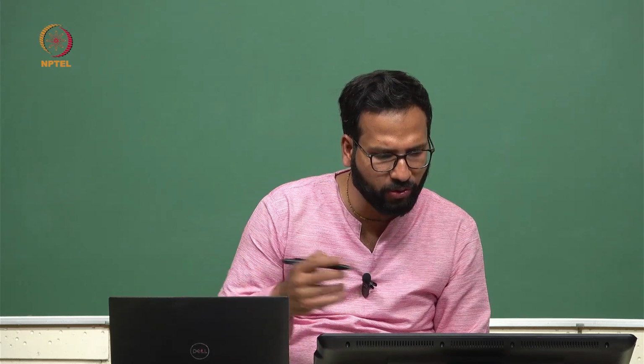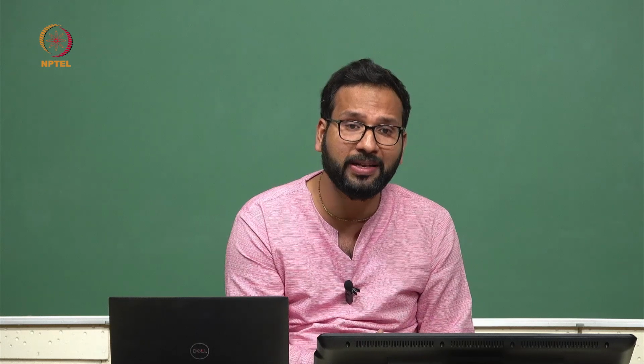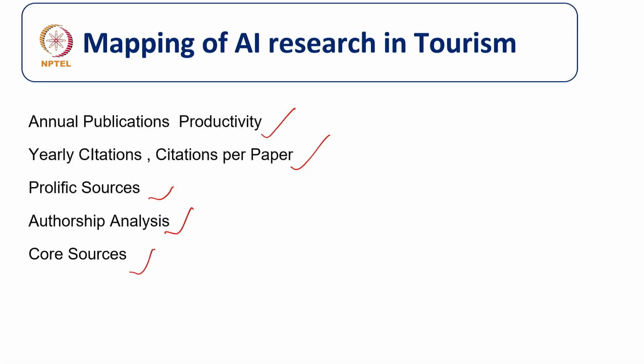In the first case study, we are aiming to map the research on application of AI in tourism. Our objective for this particular case study is to do the annual publication productivity, then yearly citations, then prolific sources, meaning what sources have published more on this particular area. Then we will do the authorship analysis, and finally we will see the core sources in this area.